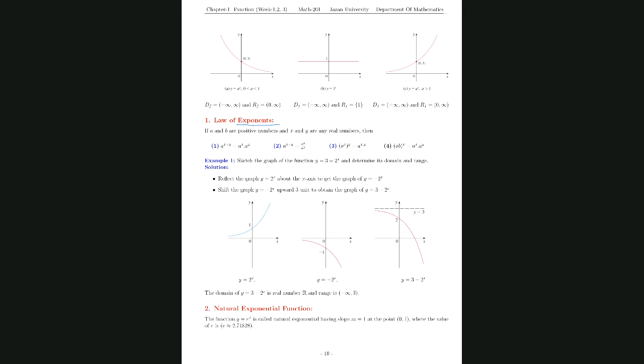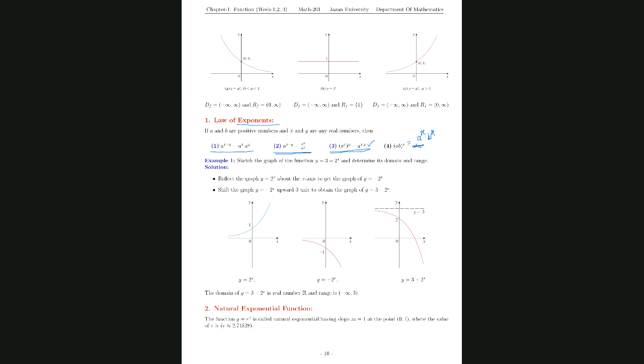Remember this. a power x plus y equals a power x times a power y. And here a power x minus y is a power x divided by a power y. And here (a power x) power y is a power x times y. And here (a times b) power x, then this will be a power x times b power x, that is a power x times b power x.